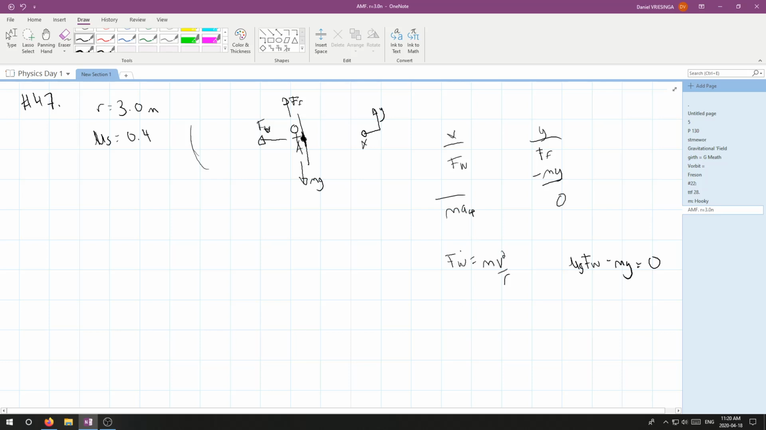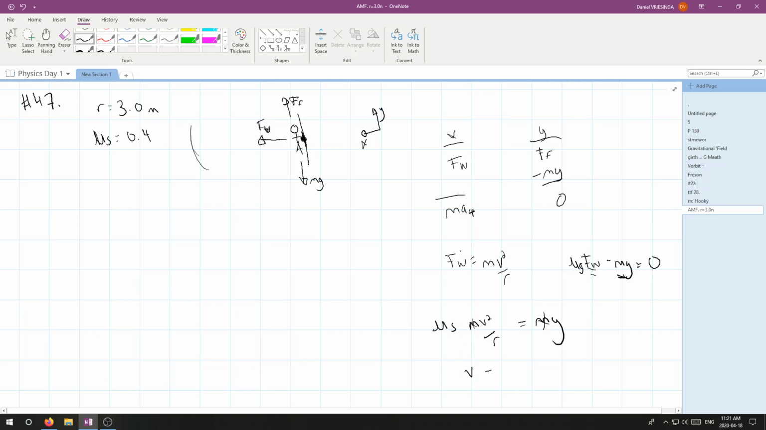I'm just going to take this y equation here and replace Fn with mv squared over r. So I'm going to get mu s times mv squared over r, and I'll just say that that equals mg. I'm moving this mg over to the other side of the equal sign. This is good because my masses cancel out. The mass shouldn't matter. Remember that.